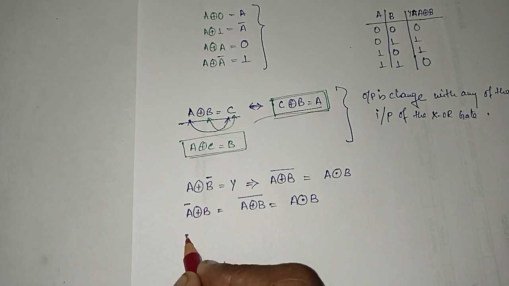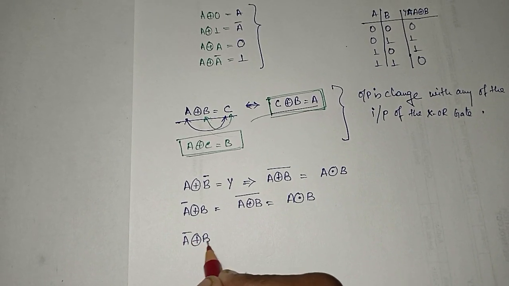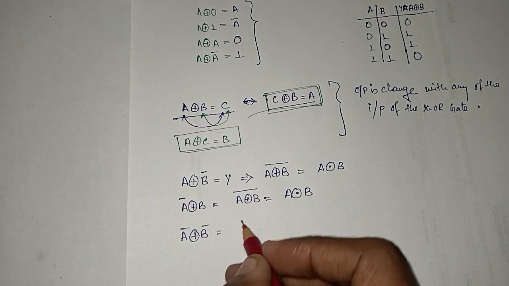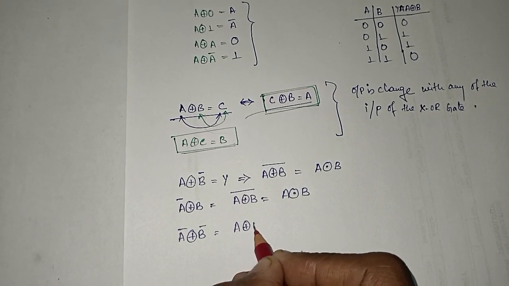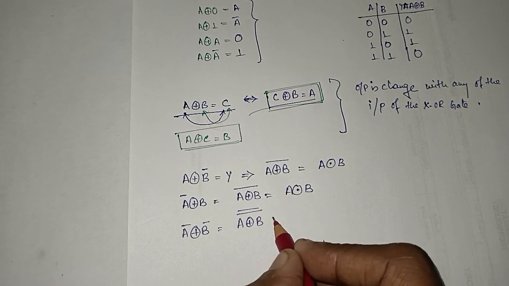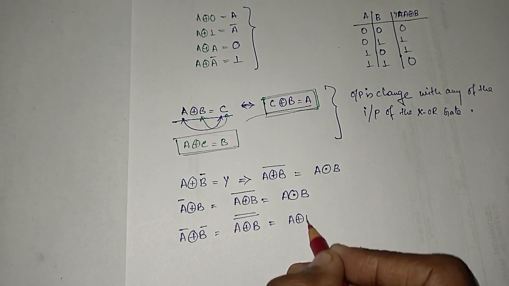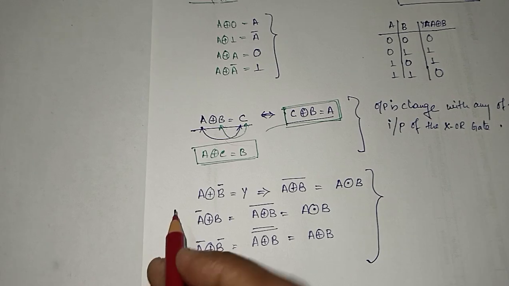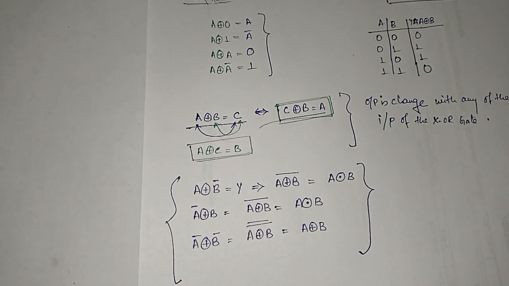If we complement both the inputs, A complement XOR B complement, this will be treated as A XOR B whole complement. This will be the same as A XOR B. So these are the basic properties of the XOR gate.